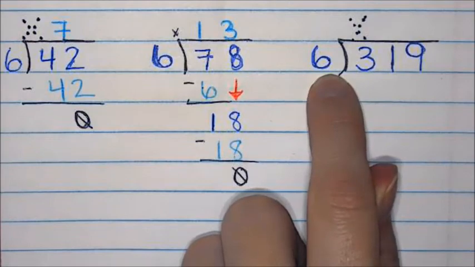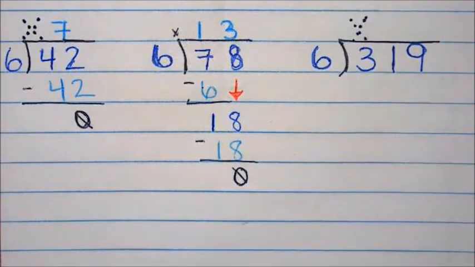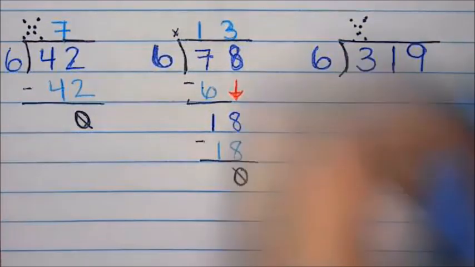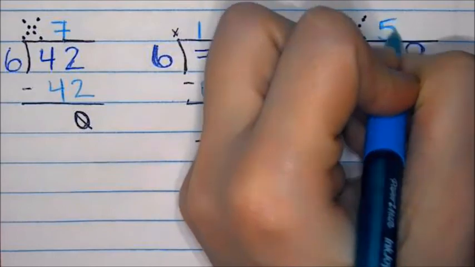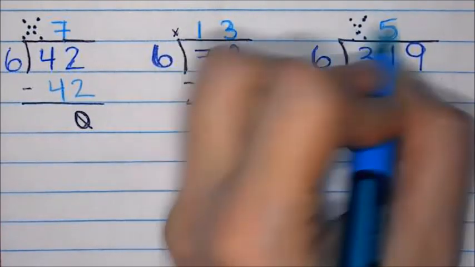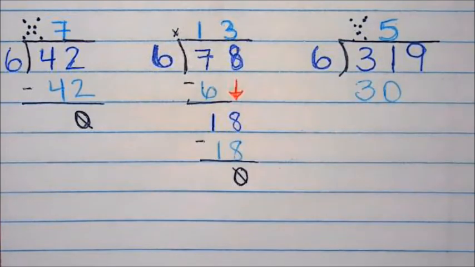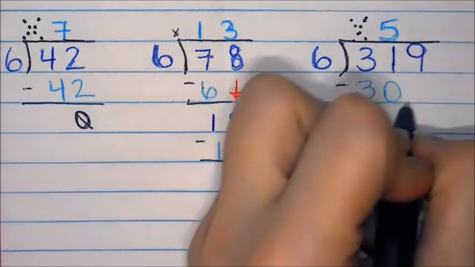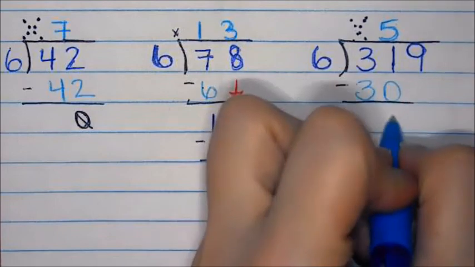So I have to take 31 pencils and divide them among 6 kids to see how many pencils each kid gets. That would be 5, because 6 times 5 is as close to 31 as you can get without going over. That was dividing. Now multiply. 6 times 5 is 30. Mother. Now we're going to subtract, that's sister. 31 minus 30, and that is 1.